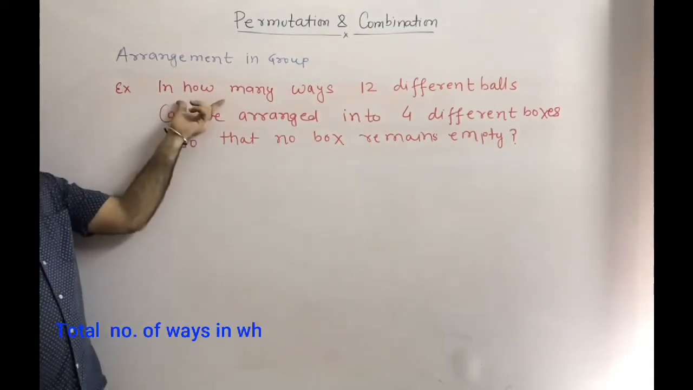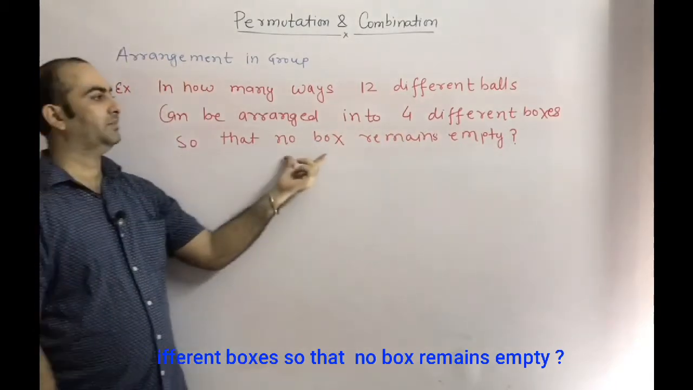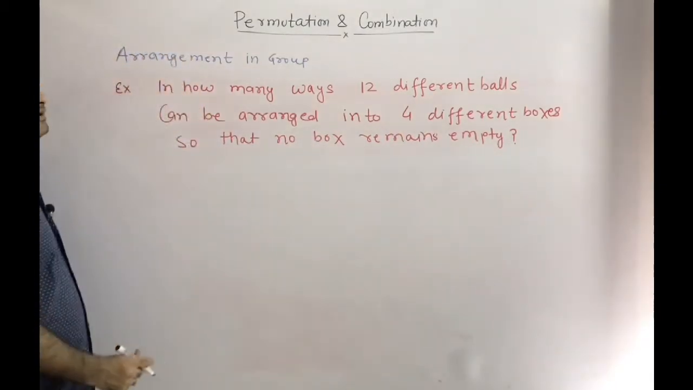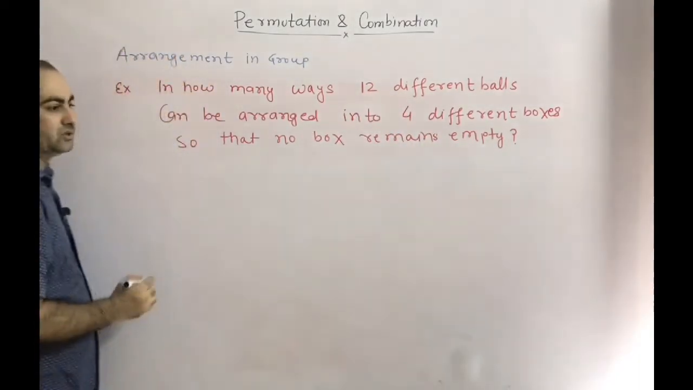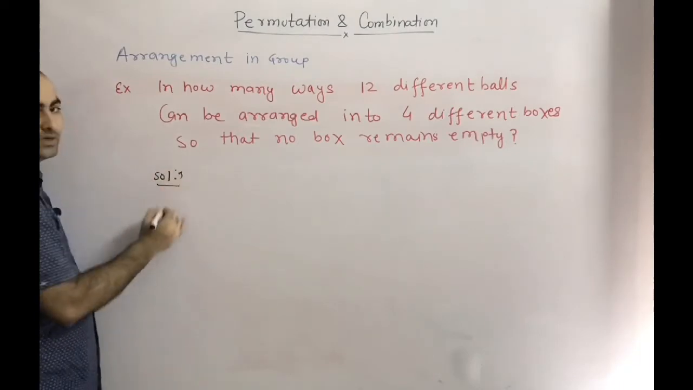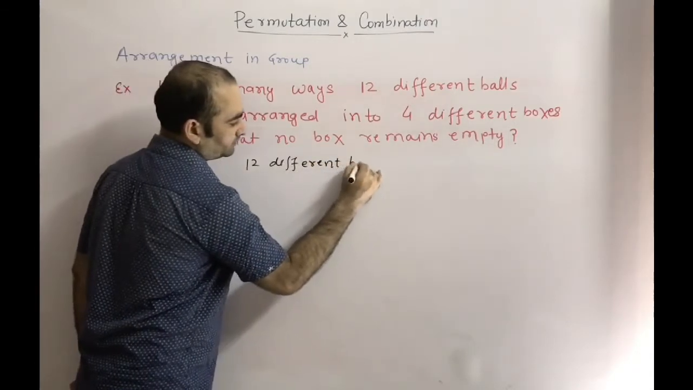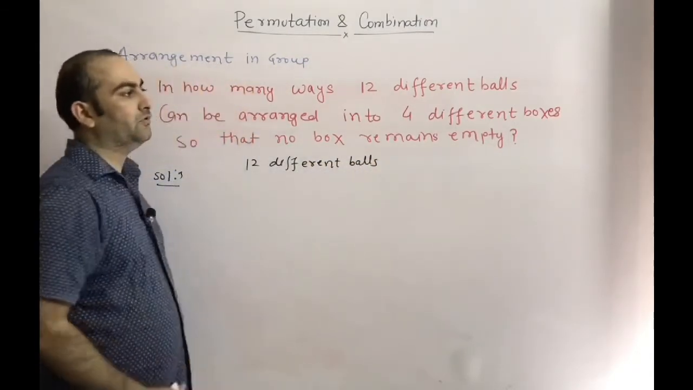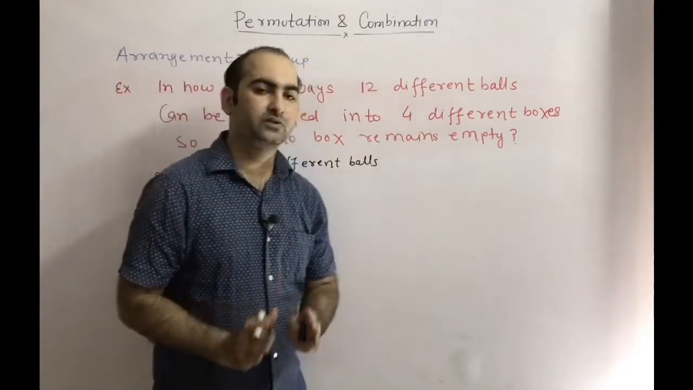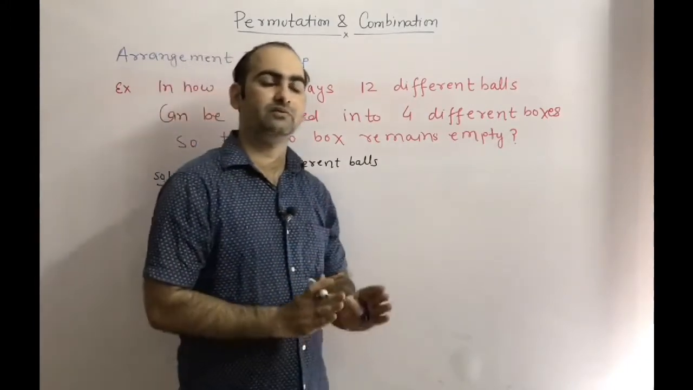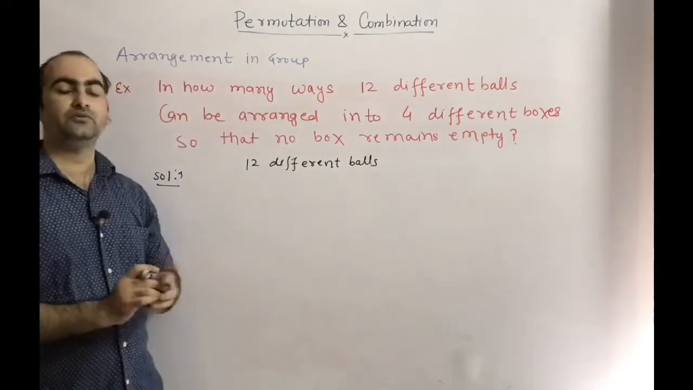The example is: in how many ways can 12 different balls be arranged into 4 different boxes so that no box remains empty? We want to arrange 12 different balls into 4 different boxes in such a way that no box remains empty. These 12 different balls we have to divide into 4 groups. The first group will go in the first box, the second group in the second box, the third in the third box, and the fourth group in the fourth box.